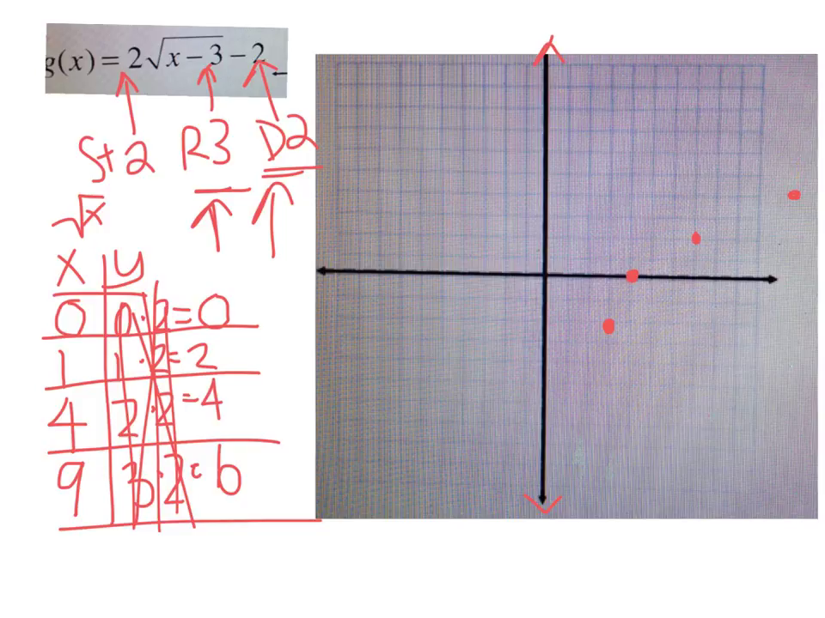Then when I connect my dots, and just draw a line through those dots, you'll notice that this graph is a little bit steeper than our square root graph. Our square root graph looks something like that. This one's twice as steep because I multiplied it by 2.